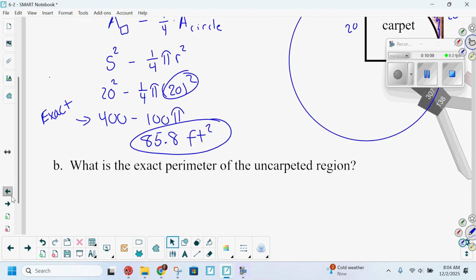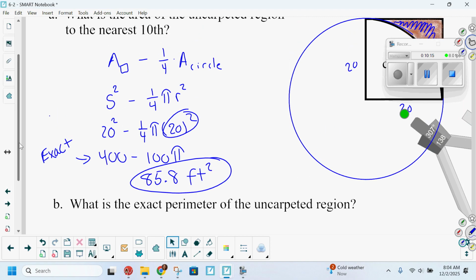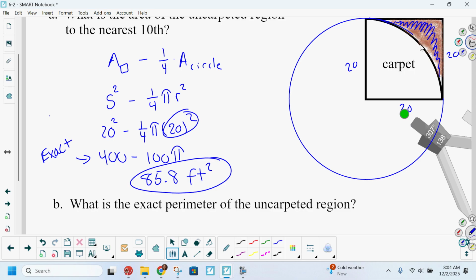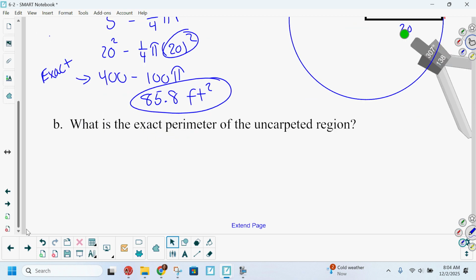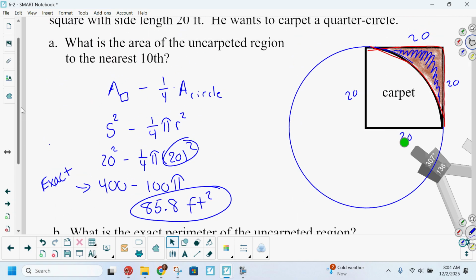All right, next it says, what is the exact perimeter of the uncarpeted region? Ooh, so they want the perimeter now. Well, the perimeter would be all of this and this. So I obviously have the two sides, which are both 20. So I've got the 20 plus the 20. But how am I going to get this piece right here? Not that piece, sorry. This piece. The curve.